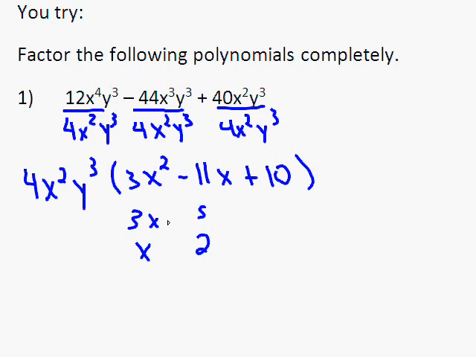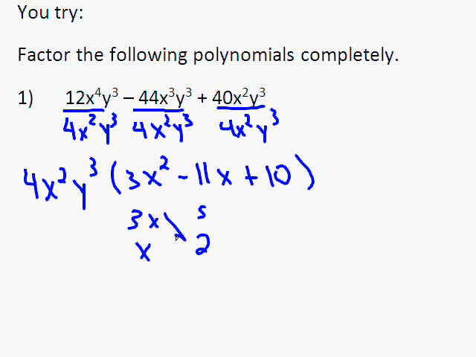And then I'm going to multiply. I'm going to multiply straight across first. 3x times 5 is 15x. X times 2 is 2x. And we add them together. This is a method of guessing and checking to see if it gives me a negative 11x. And these two do not, so I know that I cannot use the 3x and the 5 or the x and the 2 multiplied straight across.